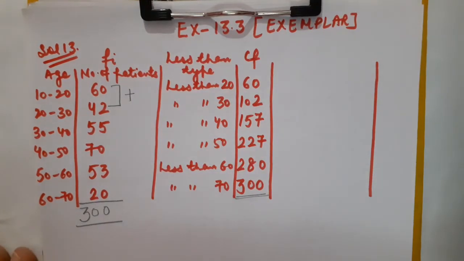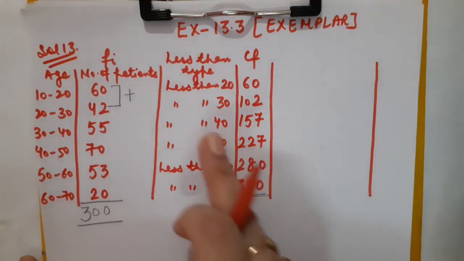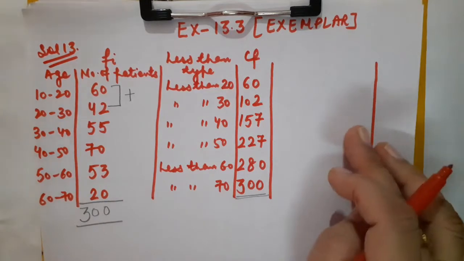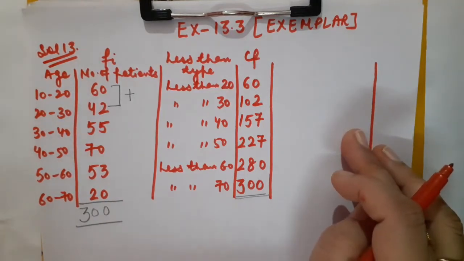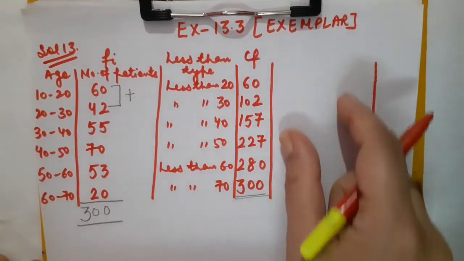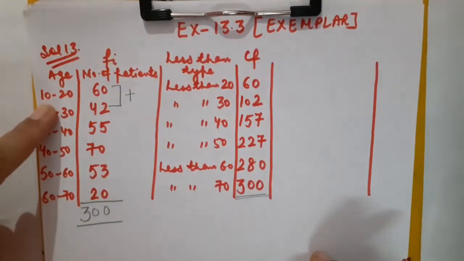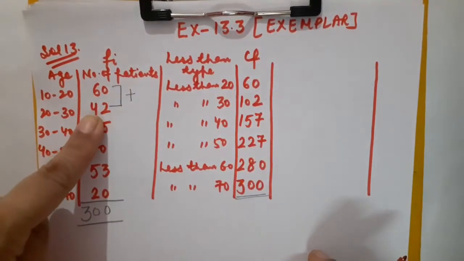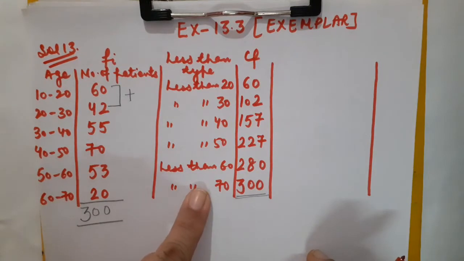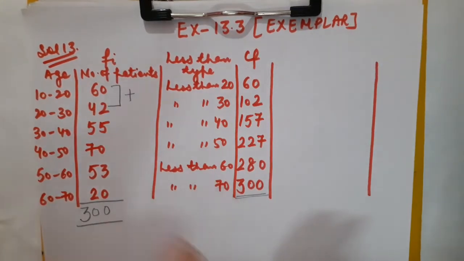Children, always remember, using less than type only we can calculate median. Suppose somebody asks you to calculate median using more than type, which I am going to explain now. That will not be possible. If you have more than type given, then using that you will reach the class interval and the frequency, then you have to make the less than type cumulative frequency distribution table, and then ultimately you will be able to calculate median.